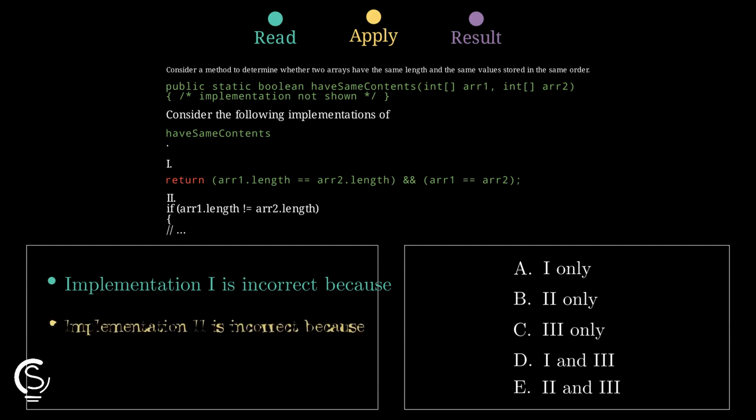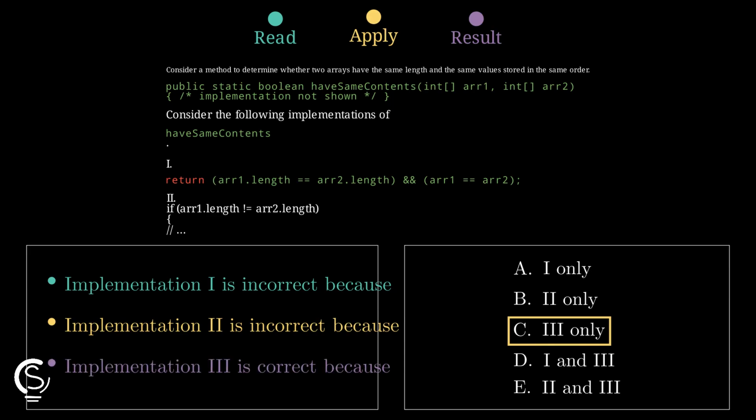Implementation 3 correctly checks every pair of elements and only returns true if the entire loop finishes without finding any differences. This logic is perfect.